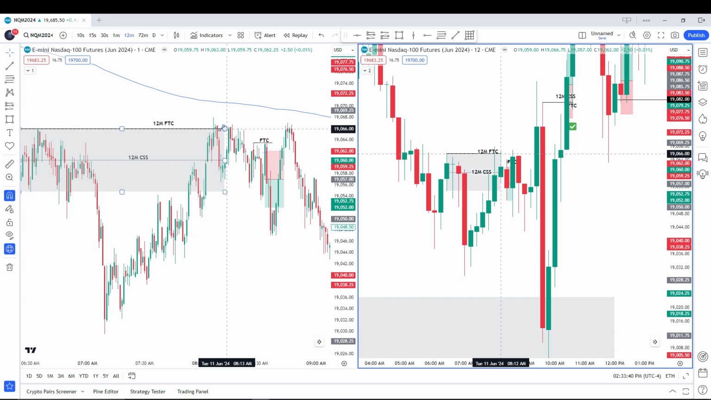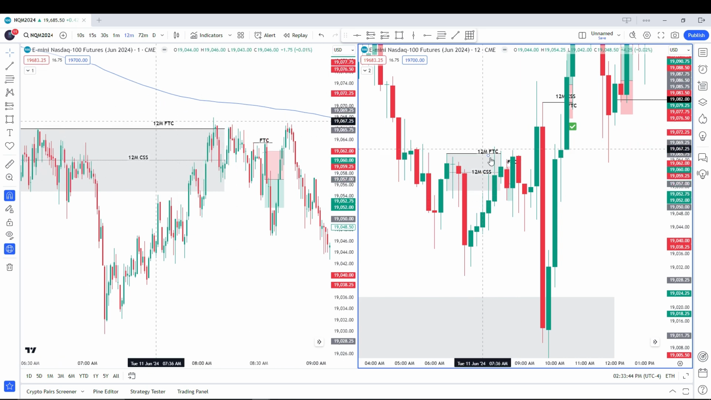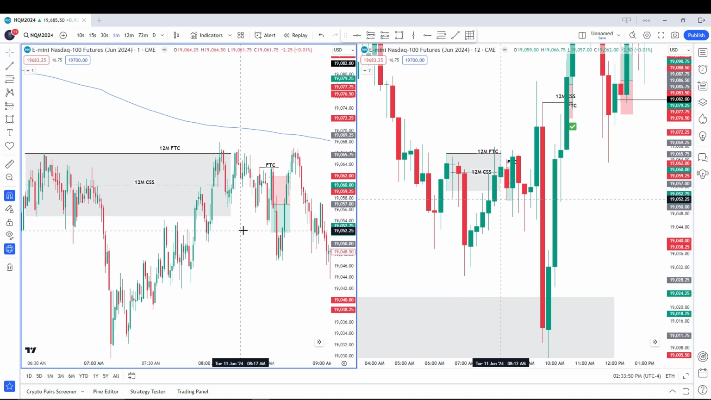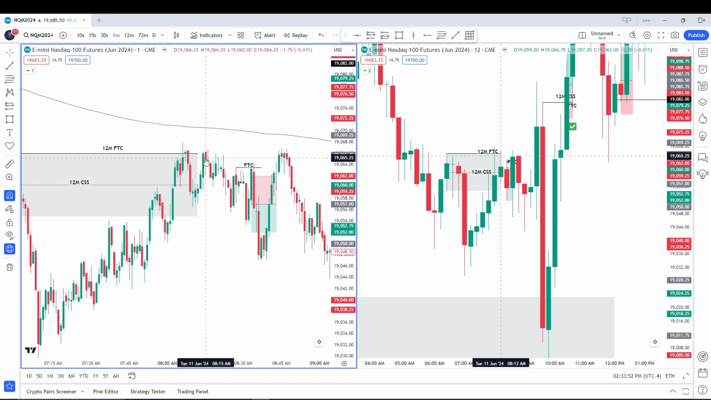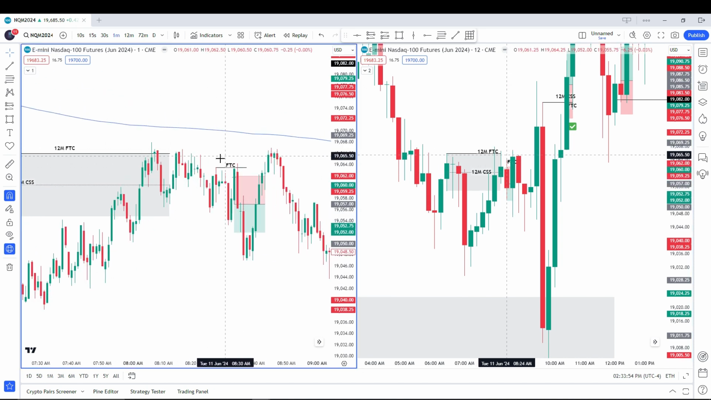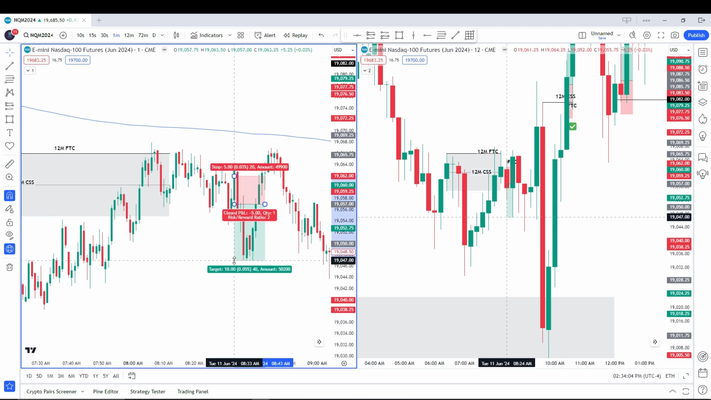Typically when there's a fail to close, especially when it's trying to do a 12 minute flip, these lows will typically get run. So failed to close right there, waited a little bit, didn't see anything clean. And then we had a 1 minute fail to close above here, 1 minute CSS flip right here, limit order would tag you in. I only went 5 for 5 on this one considering it was pre-market, even though this would have hit 10 points.